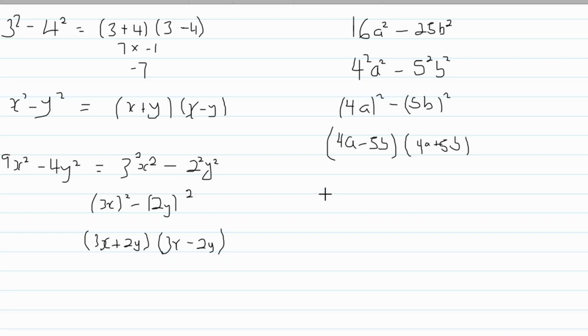So let's continue. Let's go with this question. If I have x squared minus 81y squared, you try this for me and then you present your solution in the comment section.